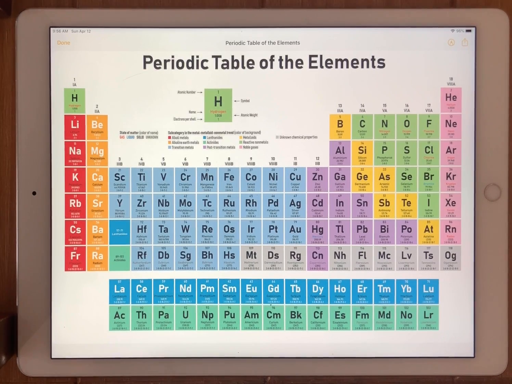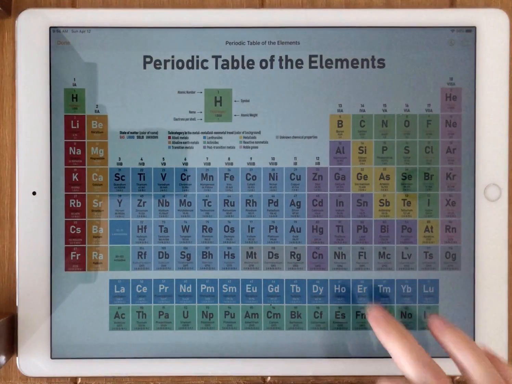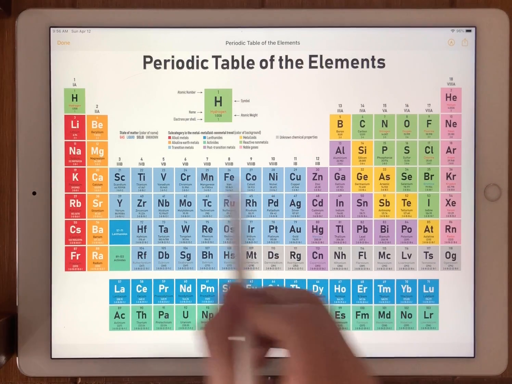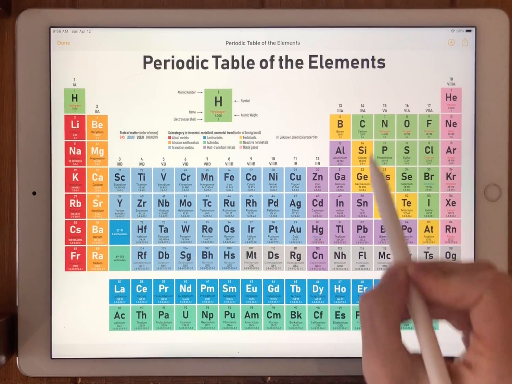Hey everyone, today we were going to continue looking at atoms and elements. First, I'd like us to take a look at the periodic table. This is a typical periodic table. It's organized by metals and nonmetals.